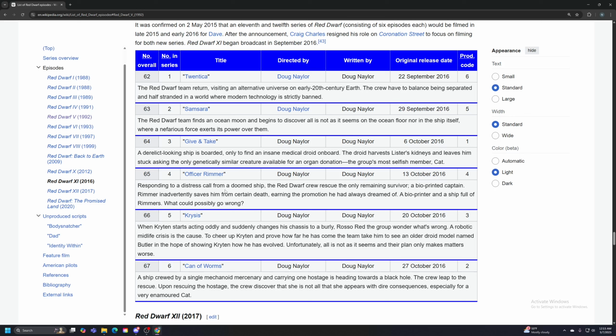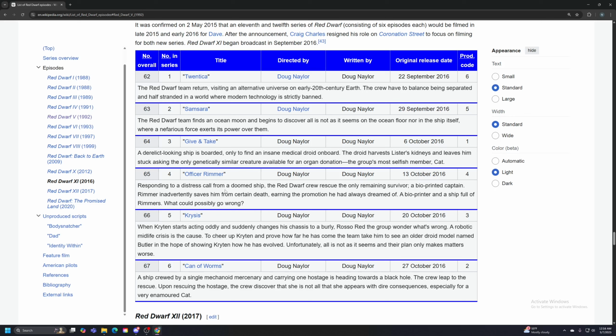Episode 3, Give and Take. A derelict-looking ship is boarded, only to find an insane medical droid on board. The droid harvests Lister's kidneys and leaves him stuck asking the only genetically similar creature available for an organ donation, the group's most selfish member, Cat.